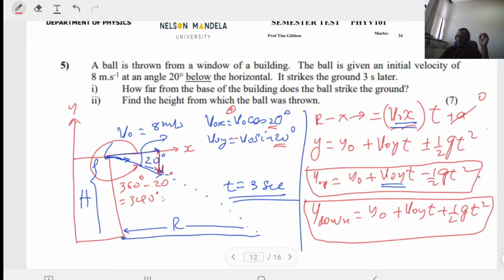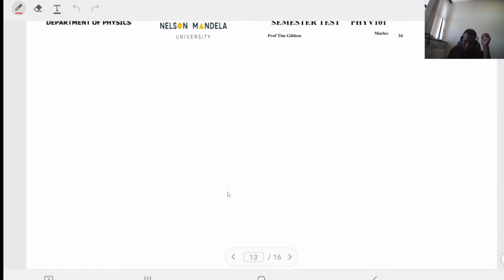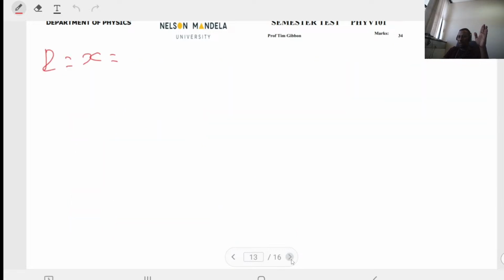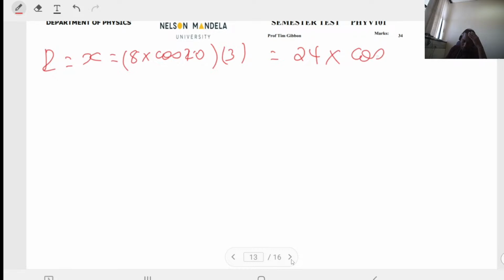Can we go forward then? If you accept that x equals v naught, which is what we were given, 8 meters per second, you guys update me now. I didn't do this calculation. V naught x must be 8 times cosine of 20 degrees, times the time, which is 3. Therefore it is actually 24 times cosine of 20 degrees.